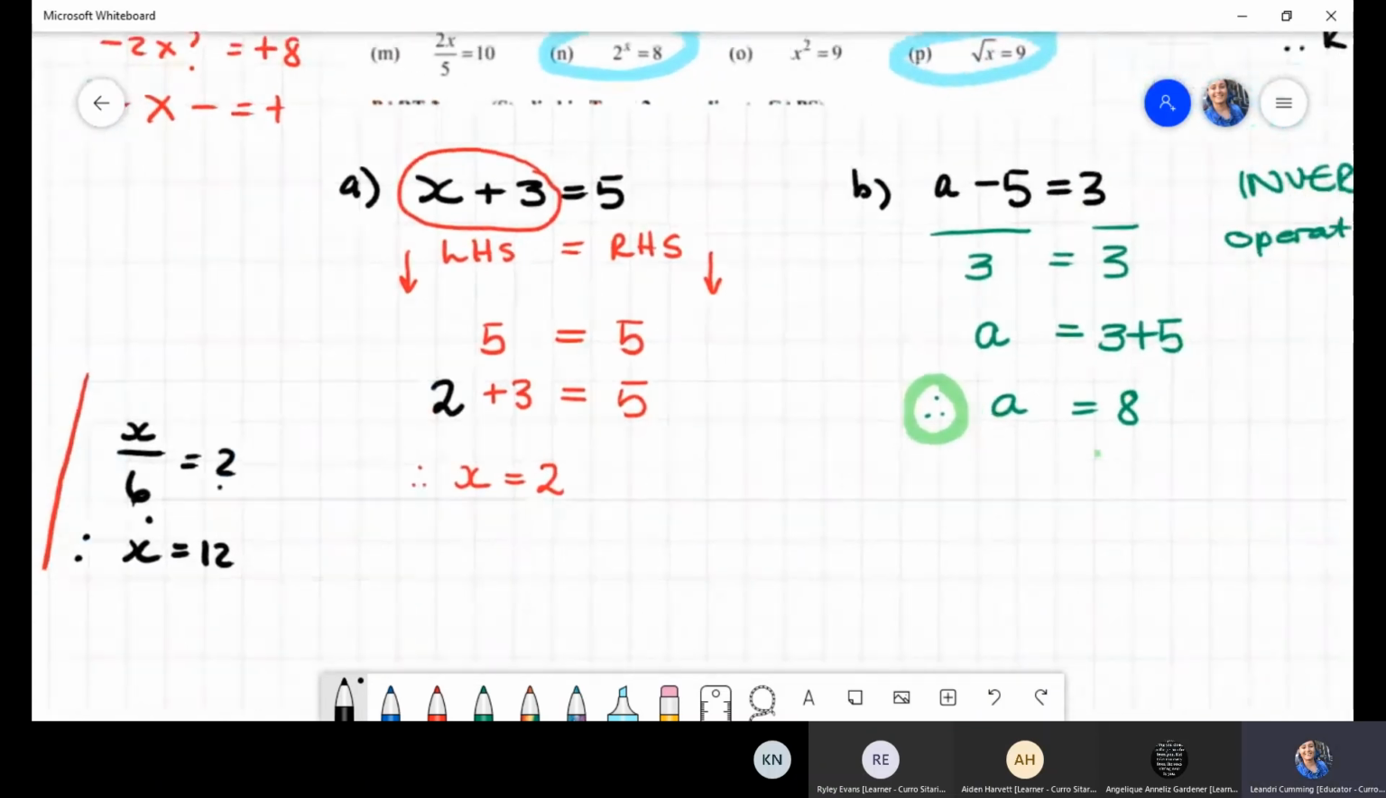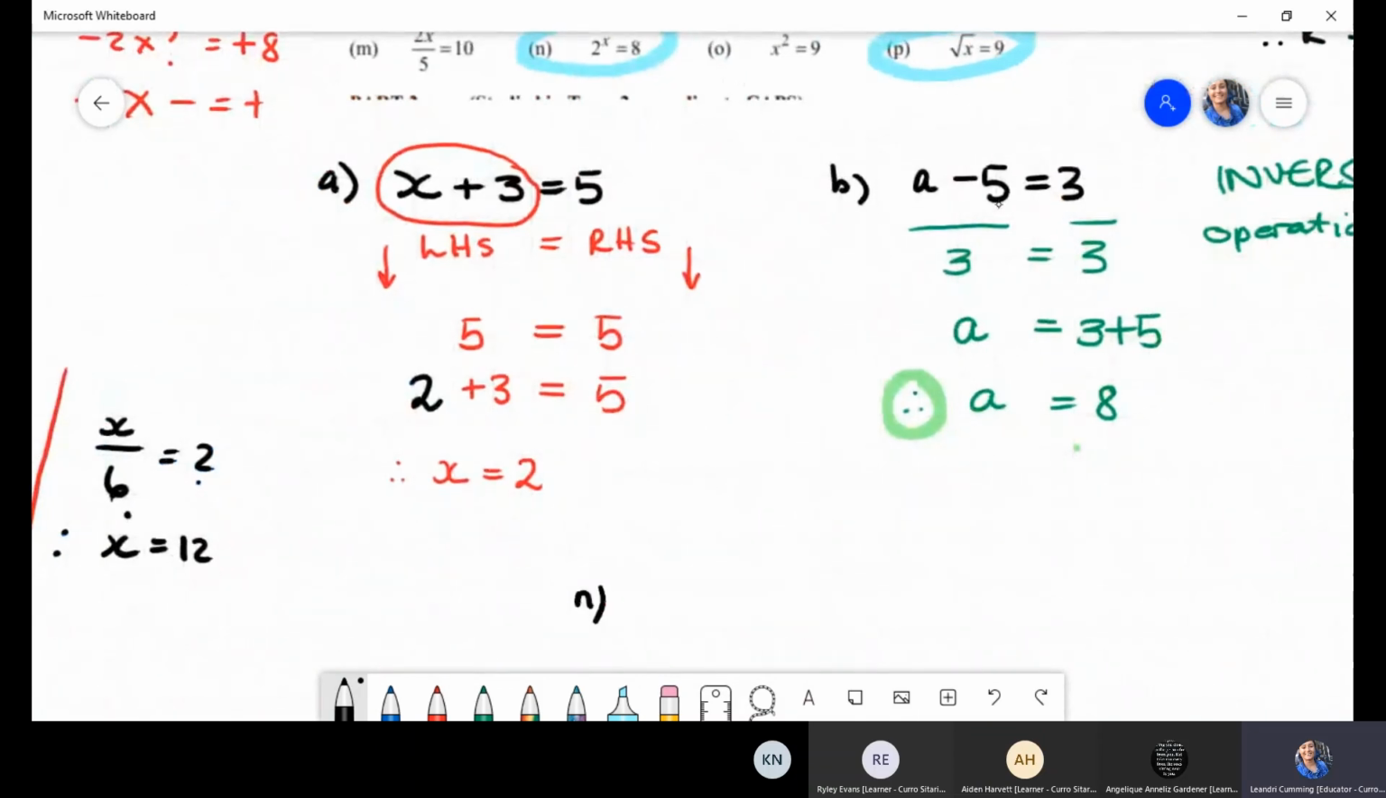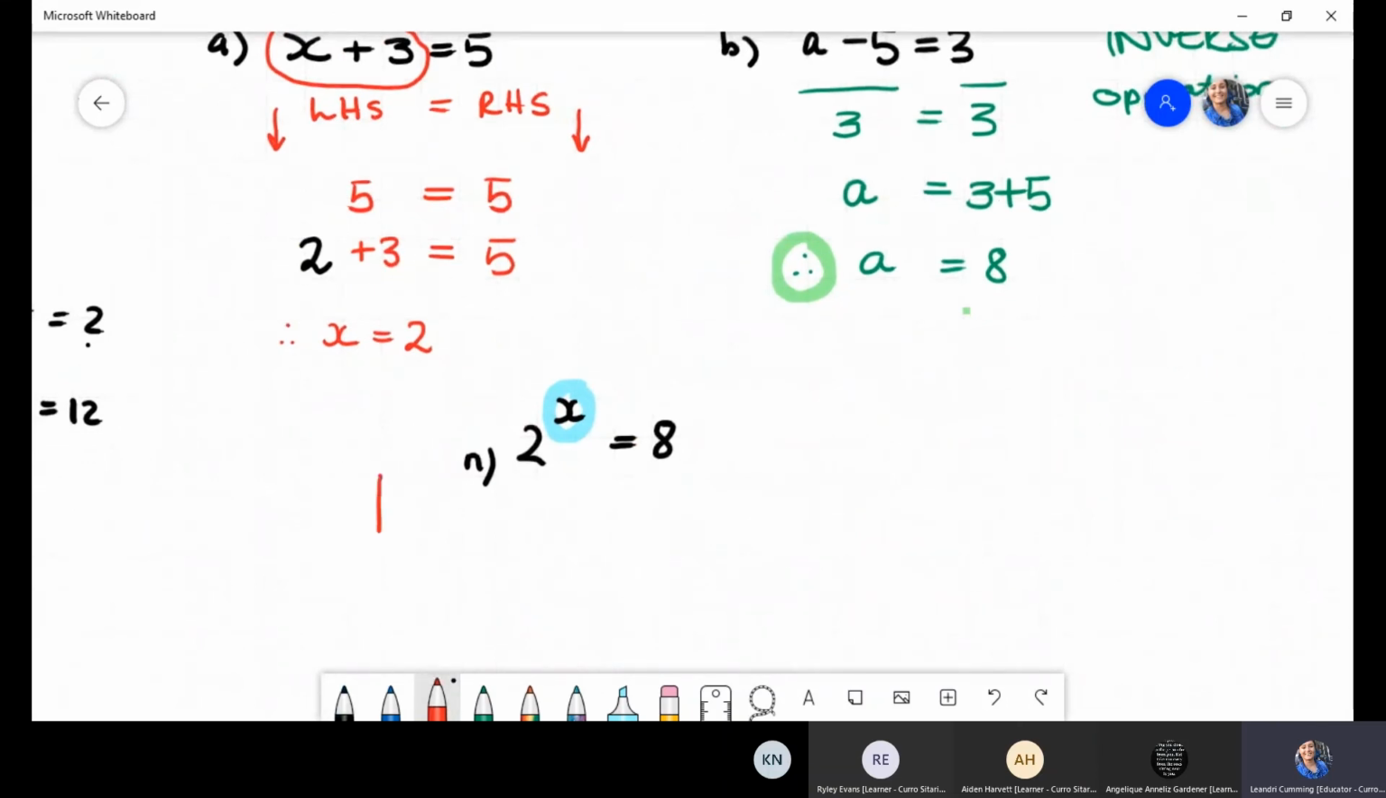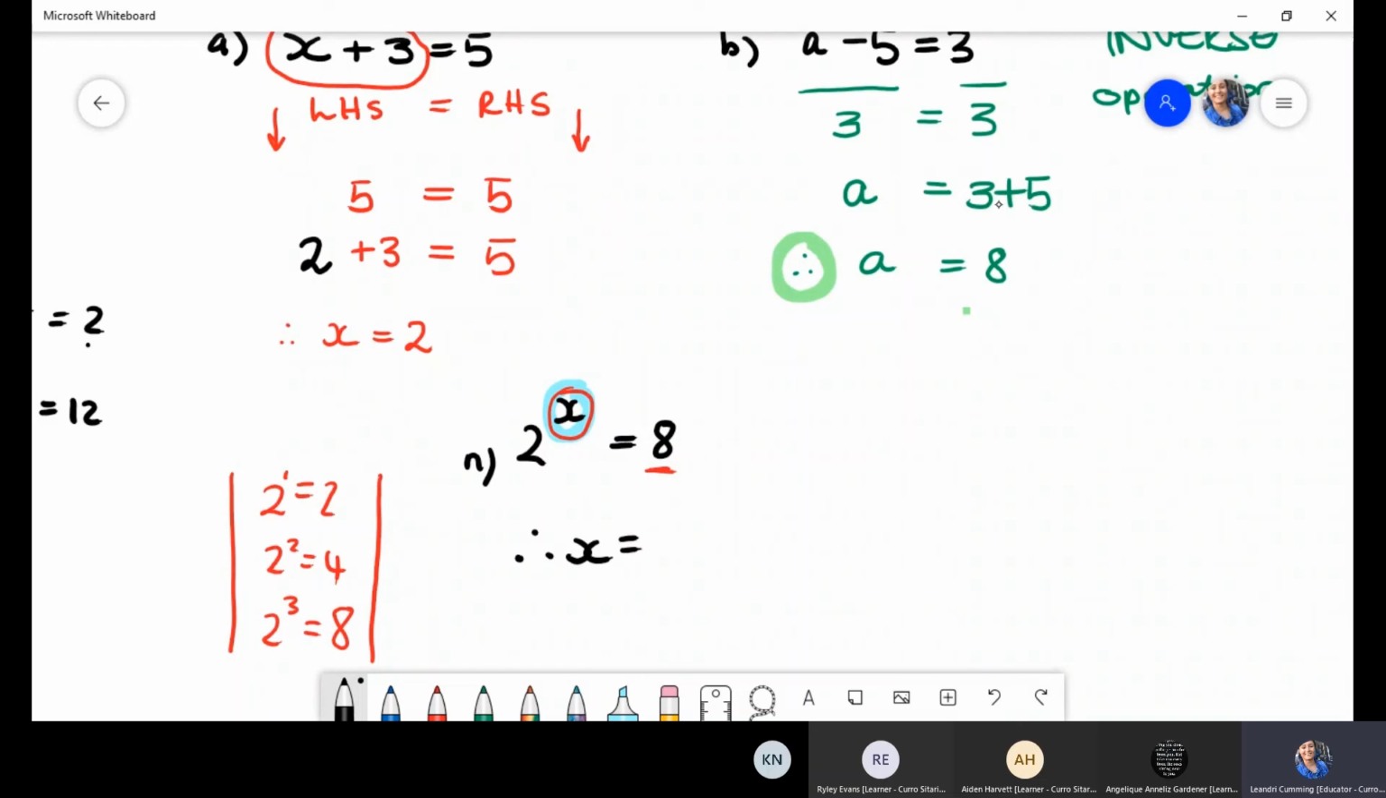Let's look at number N. Number N says 2 to the power of something. Now the x is in the power. 2 to the power of something is 8. But we already know, don't we? Because I drilled you with this list. 2 to the power of 1 is 2. 2 to the power of 2 is 4. 2 to the power of 3 is 8. And what do we see here? Therefore, we can go straight to therefore x is equal to 3.